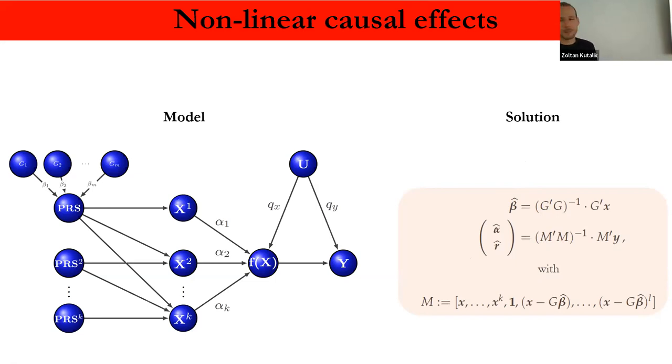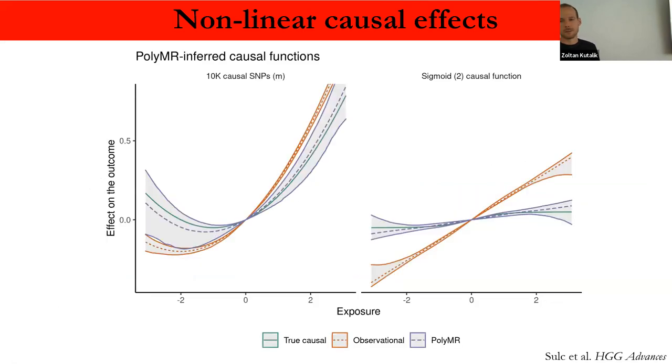So this works very well, and it gives back causal effects. For example, we did a very large number of simulation studies with various genetic architectures, with varying numbers of causal SNPs, exposures, different confounder effects, quadratic confounder effects, non-quadratic ones, and different sigmoid and other shaped causal functions. Here you can see the exposure versus the effect on the outcome, and you can see, for example, that the relationship observationally looks like that, while the true relationship is here.